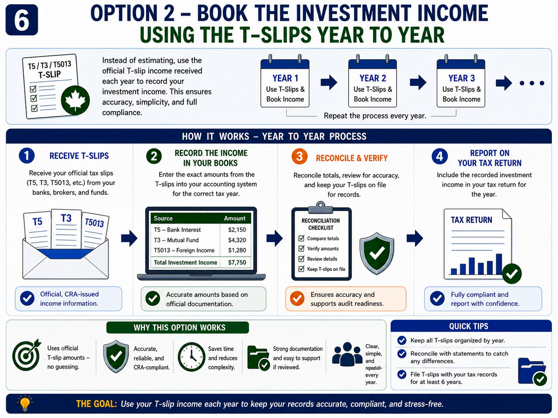It is shifted from one taxation year to another, but it is not omitted permanently. This is the most important concept in Option 2. The methodology accepts timing differences. It does not ignore income. It does not eliminate income. And it does not create a permanent reporting gap.